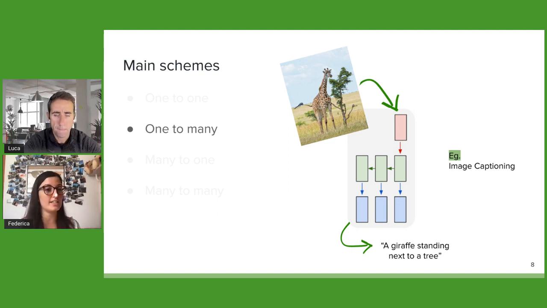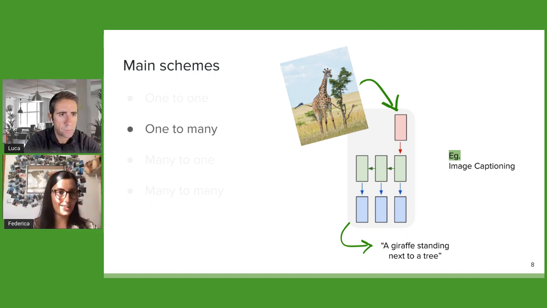This is obviously the simplest task, but then the tasks become more difficult because we have sequences. For instance, the first scheme is one-to-many. So we have an input that is of fixed size, and the output is instead a sequence that has variable length. An example of this scheme is image captioning or annotation. For instance, we give the network an image, and the network will output a sentence in a language that we know, in this case English, that describes the content of that image.